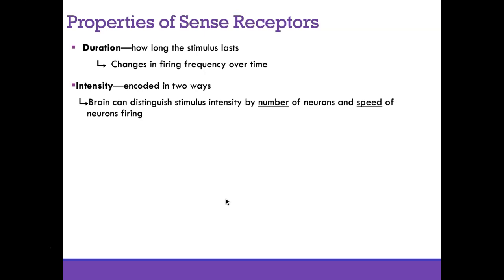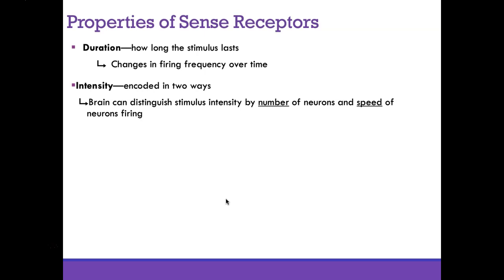So that's a kind of obvious one, right? Duration, how long a stimulus lasts, is encoded by how the firing frequency changes over time. And there's this idea of habituation or adaptation, that once a stimulus lasts a very long time, our neurons kind of get tired of firing and they stop. That's when we get accustomed to something and it fades into the background. And I'll talk about this in a few slides from here.